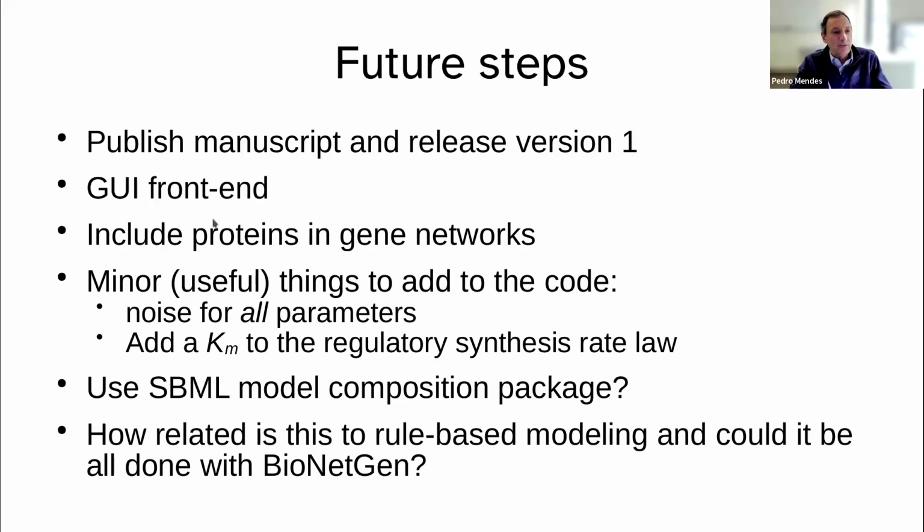I also want to include in these gene networks the proteins, because at the moment it's making the one mRNA directly affect the rate of a gene, which in reality is the protein that does that. So I would like to make this include also proteins. And then there's a number of small things that could be added, like adding noise for all parameters, so an easy way to describe, make all parameters be noisy. Adding KMs to this regulatory synthesis rate law, which it doesn't have, etc. And that's basically it. So I think I'm spot on time right now.